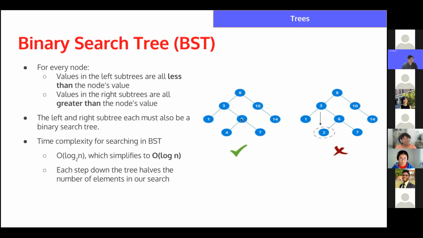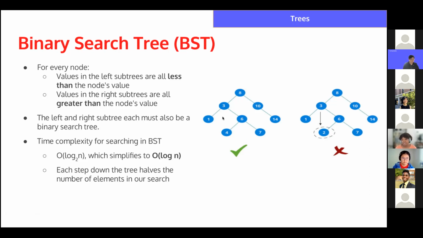And so each time we're counting out about half, we're dividing by 2 the search space that we're looking for. So if we were to write this out, it would be O of log base 2 of n. But as we've covered in some of our time complexity, we would drop that 2. Log 2 of n, log 3 of n, doesn't really matter. It's log of n. The base doesn't matter here. Each step down the tree halves the number of elements in our search.